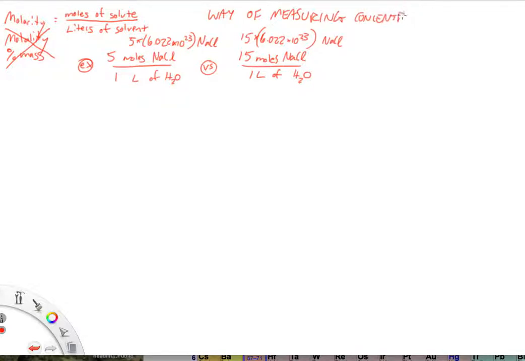Another way of measuring concentration is a test. If you aren't concentrated, then you won't remember anything and you'll do badly on a test.